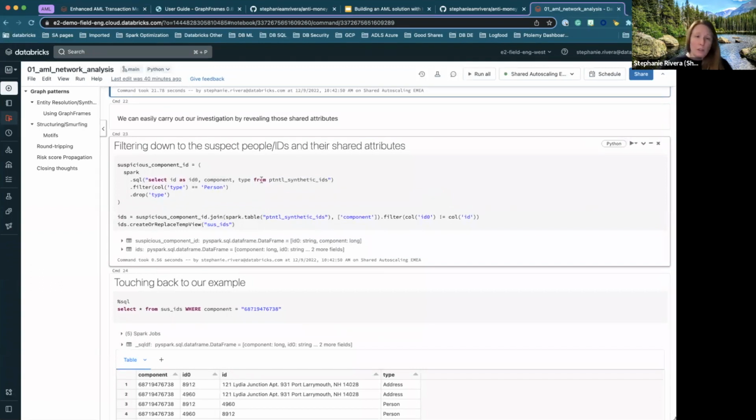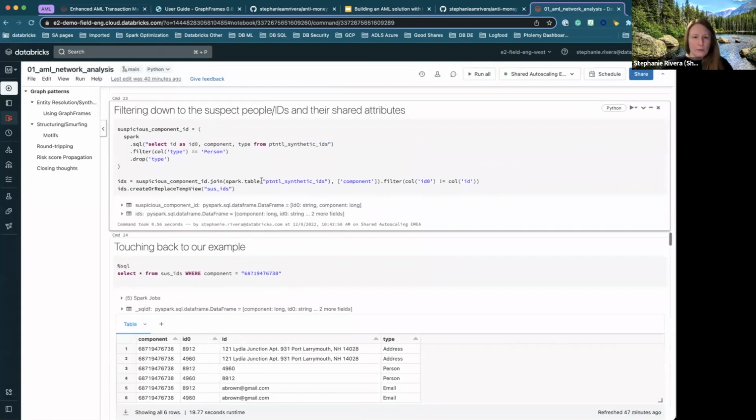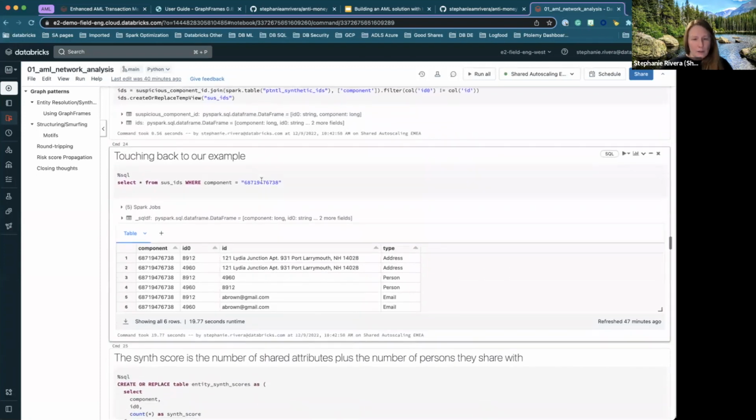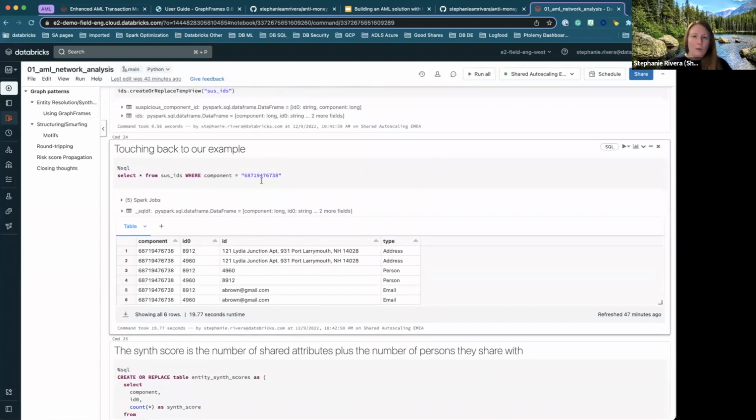Now at this point, we can use just straight SQL to take a look at those. Here, we've pulled together in a SQL table a little easier view of this. We now have the component ID, and you can see what person. There's only people in the first ID column, and in the second ID column, you can see the shared attribute, as well as any other person that they might be connected to.